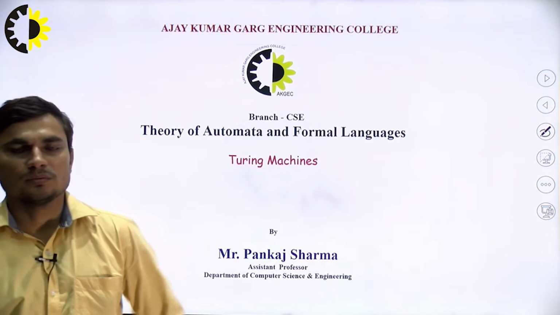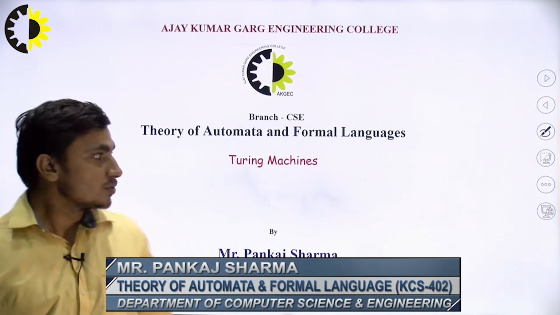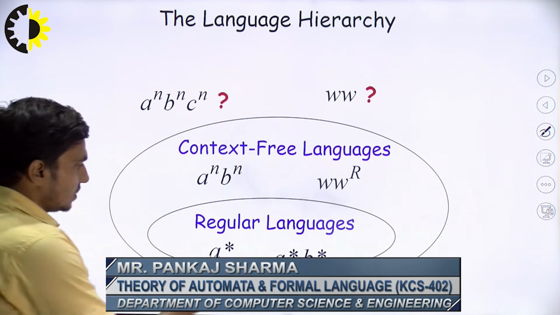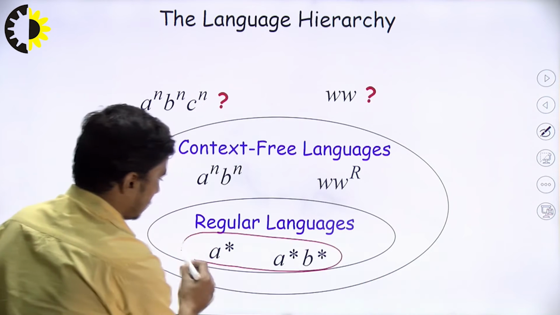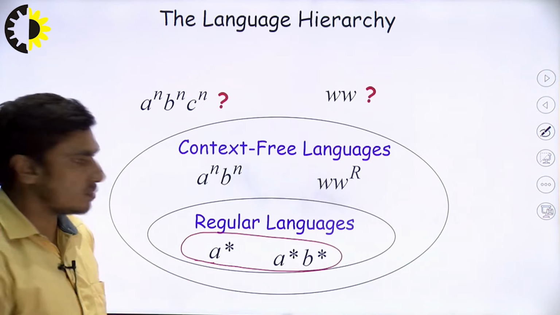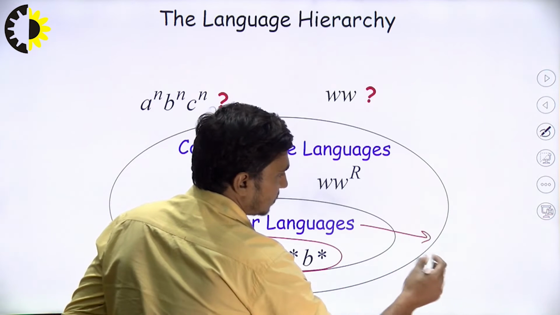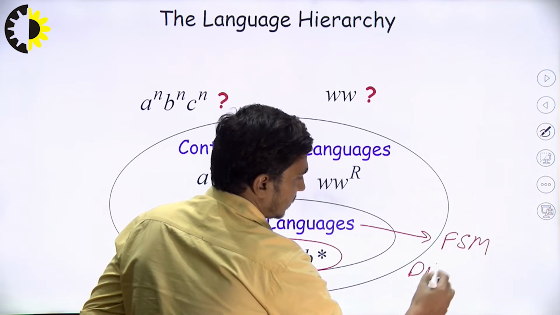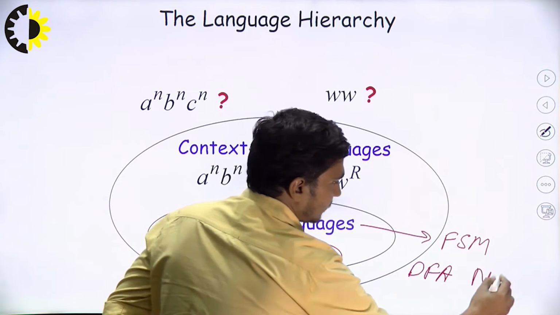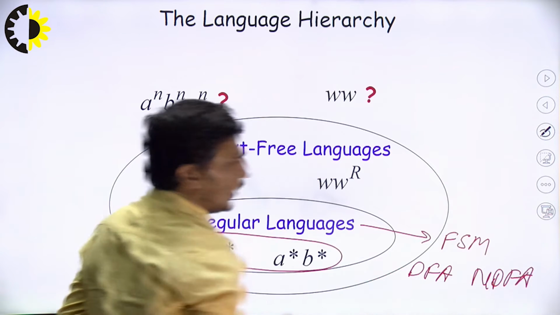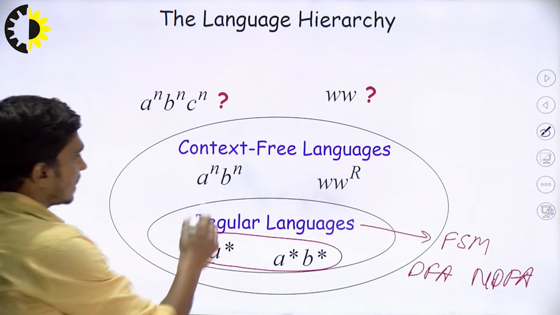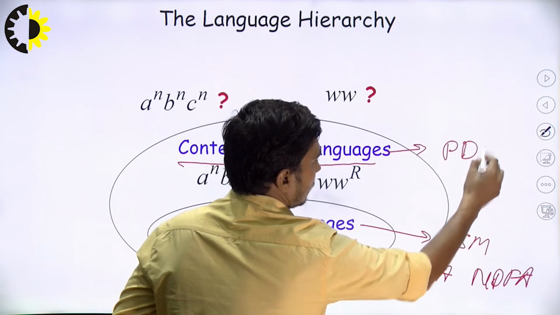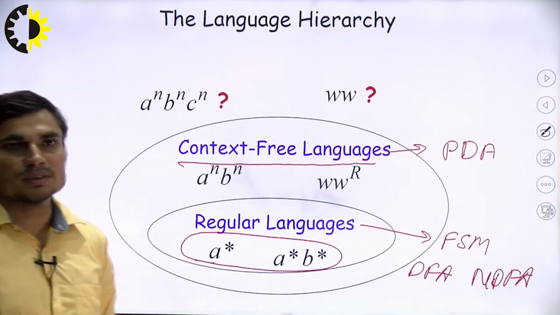In this video we will discuss Turing machines. Till now we have seen that regular languages are recognized or accepted by finite state machines, either DFA or NDFA. Now, context free languages are recognized by PDA, or we can say non-deterministic pushdown automata.